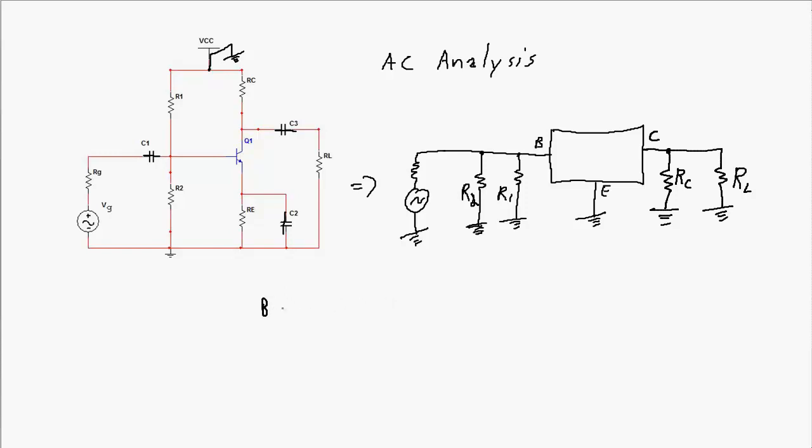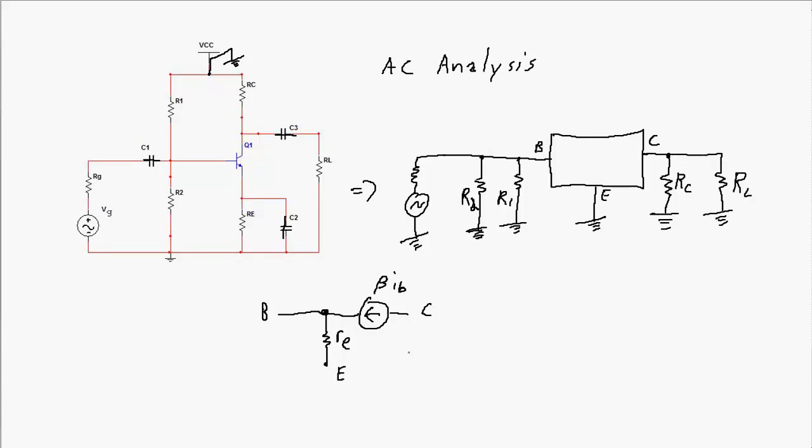I've got a base, and going down to the emitter, I have what I call the little RE connected to the emitter. And then over here at the collector, I have a current source, and that current source is equal to beta times little IB. So depending on the base current, depending on the beta, this current source is going to create that amount of current. And that little RE value is equal to 26 millivolts divided by the DC value of the emitter current.